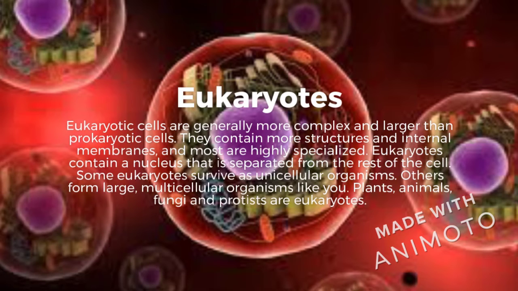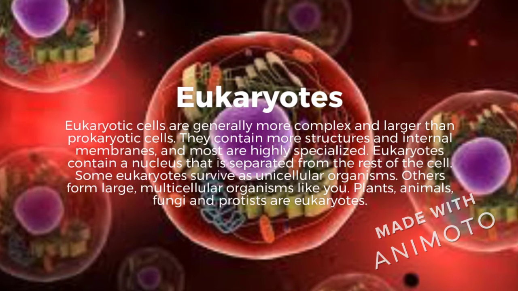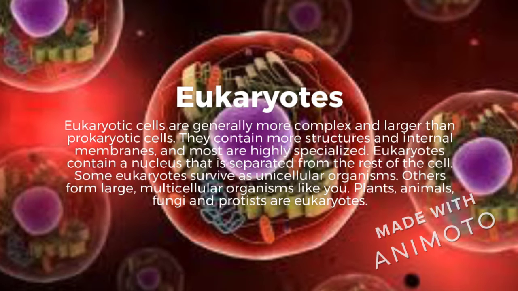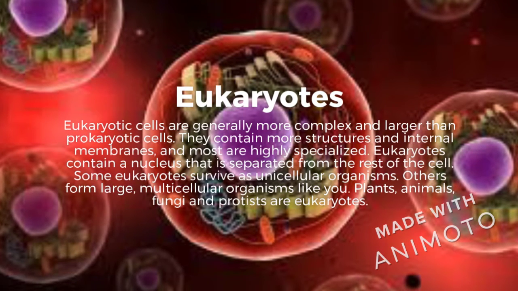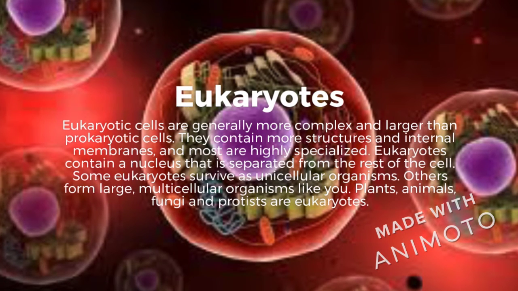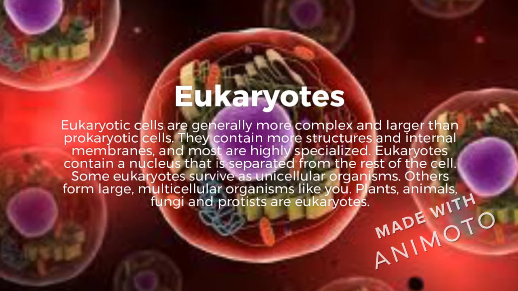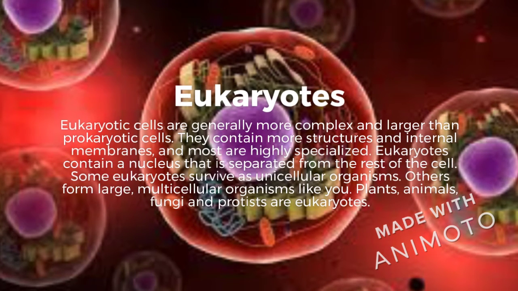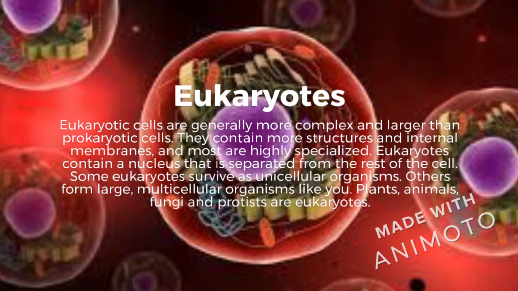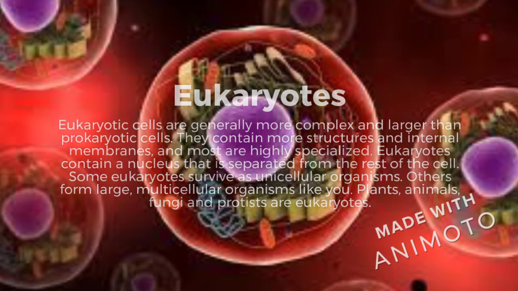Eukaryotes. Eukaryotic cells are generally more complex and larger than prokaryotic cells. They contain more structures and internal membranes, and most are highly specialized. Eukaryotes contain a nucleus that is separate from the rest of the cell. Some eukaryotes survive as unicellular organisms. Others form large, multicellular organisms like you. Plants, animals, fungi, and protists are eukaryotes.